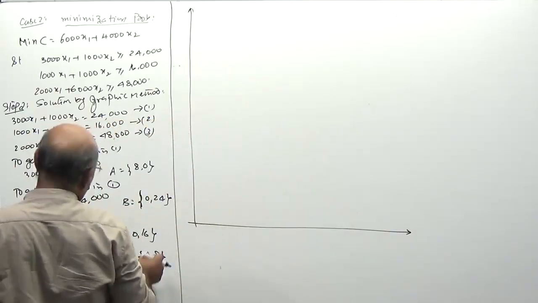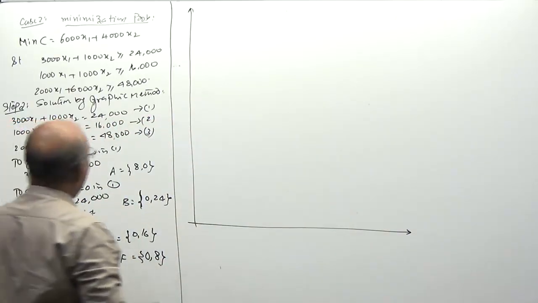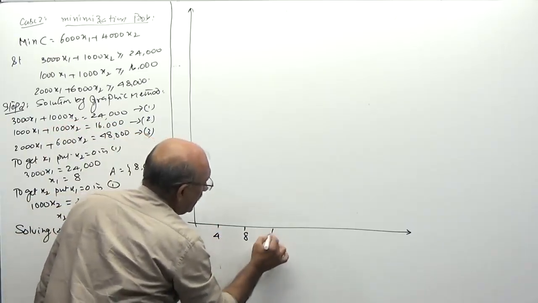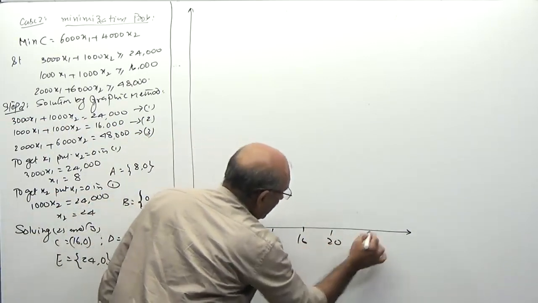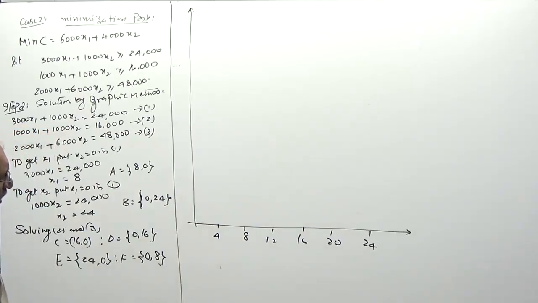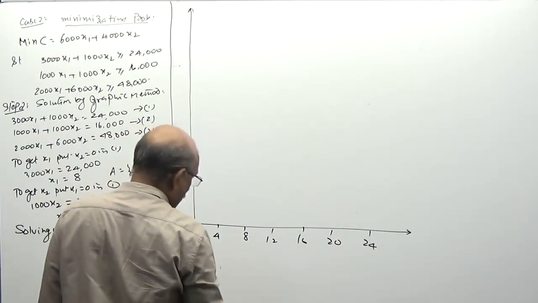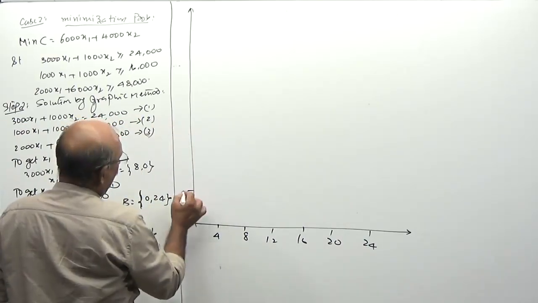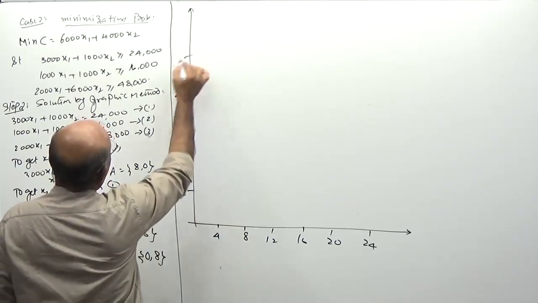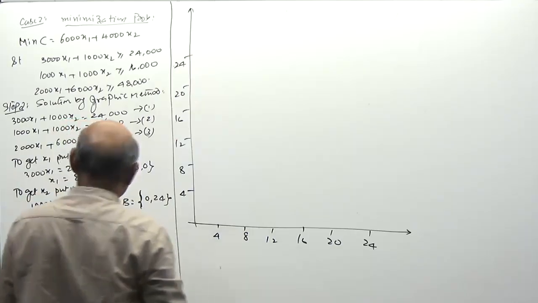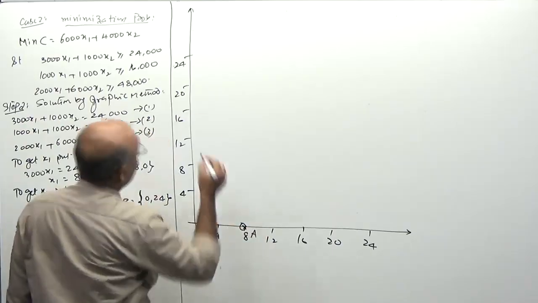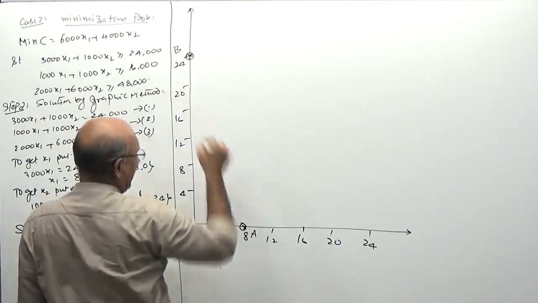Now what is the maximum point on x-axis? 24. Maximum point on y-axis is also 24. So 4, 8, 12, 16, 20, 24. What is the first point, sir? 8 comma 24. 8 is on x-axis, 24 is on y-axis.